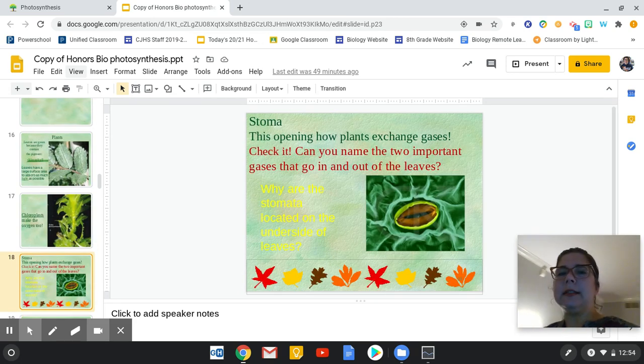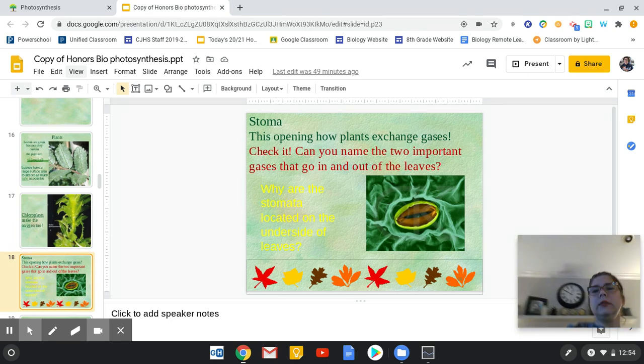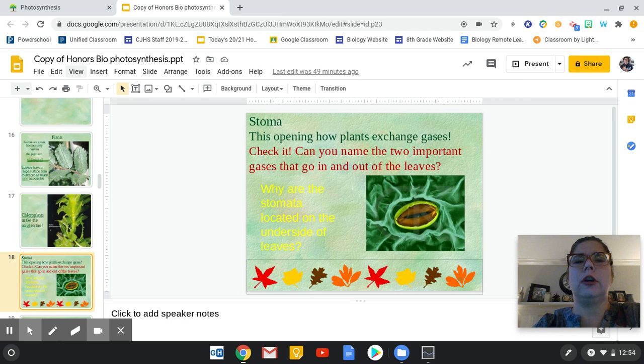Okay. We talked about the stomata. The stomata is the plural form of stoma. One stoma, multiple stomata. It's the opening. So the gases, can you name the gases that go in and out of the leaves? Carbon dioxide and oxygen. So if you got that, nice job.